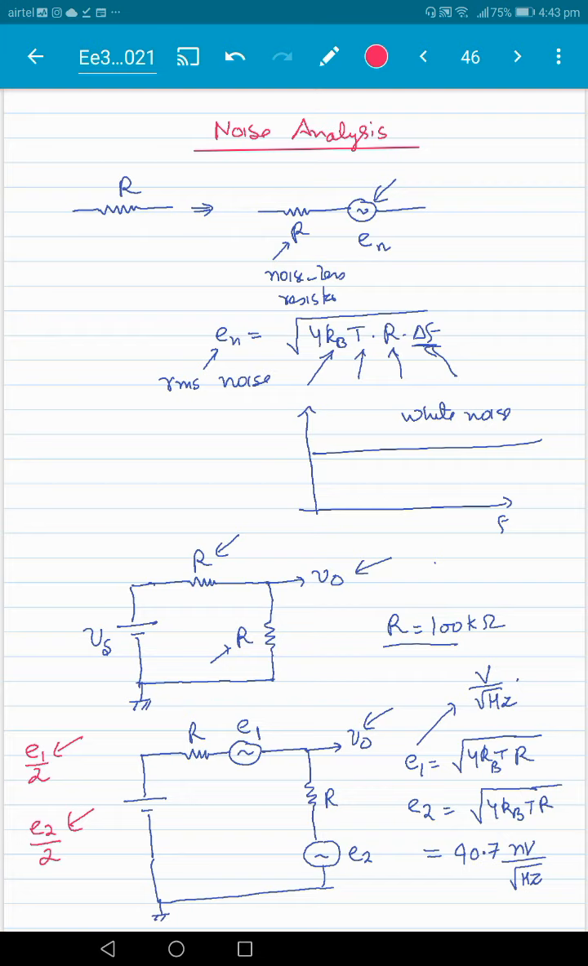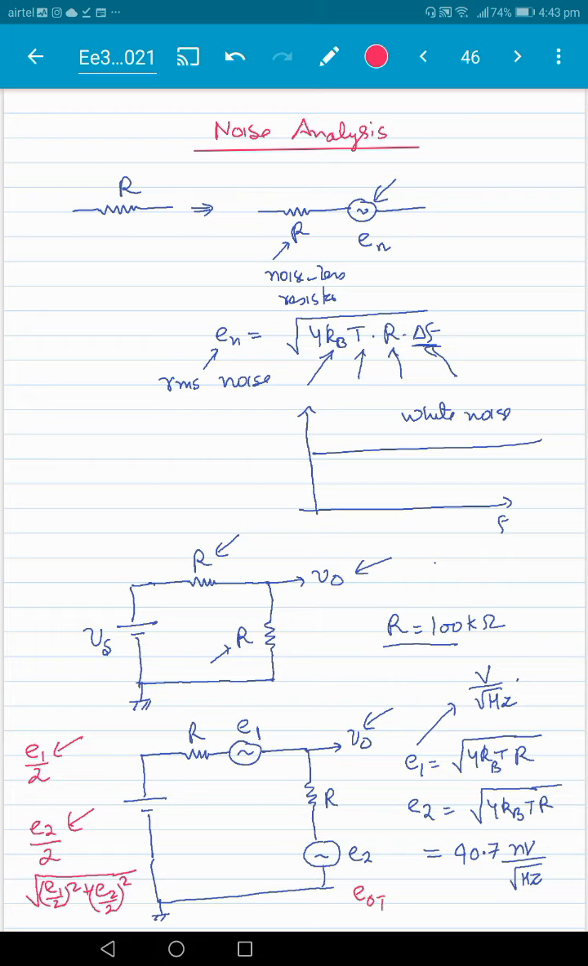The net noise at the output, because noise is random and each one of them is an independent input, they add up in RMS fashion here. So the net noise will be equal to the square root of (E1 by 2) squared plus (E2 by 2) squared, because they add up in RMS fashion. You don't add up noise in terms of magnitude, but you add it up in terms of the RMS value here.